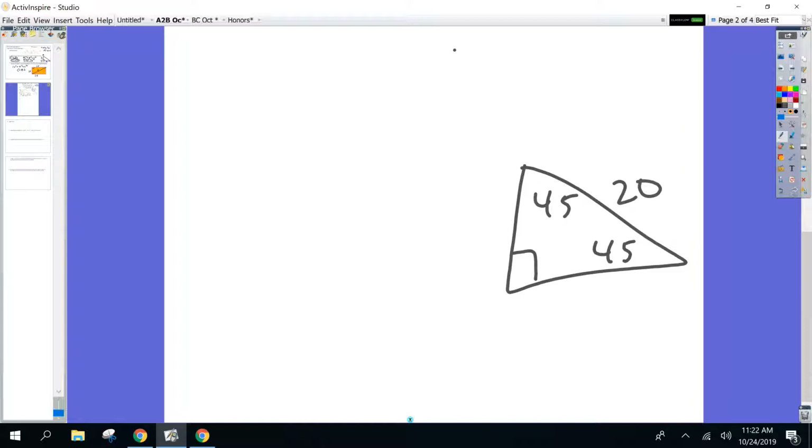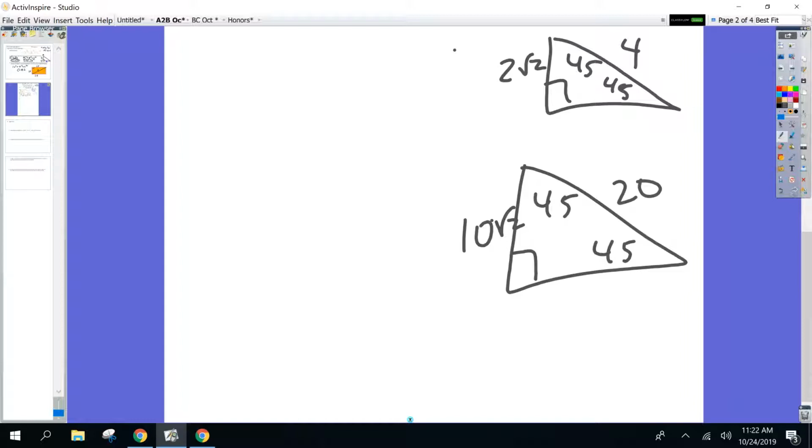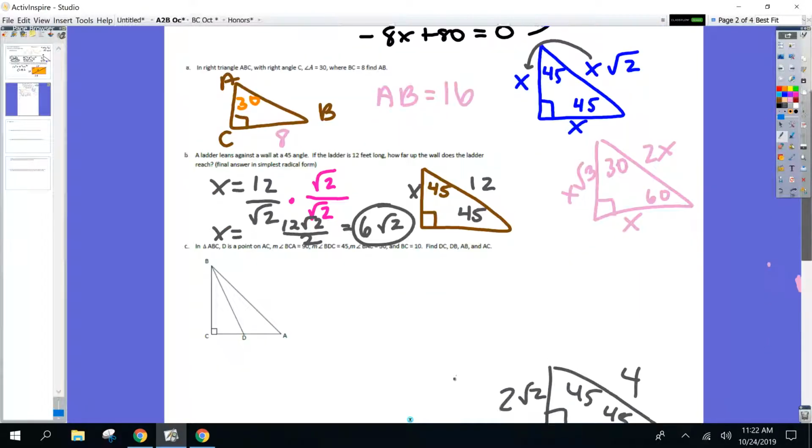Instead of going through all that again, what's each leg going to be? Okay, so I'll save you the aggravation. What's each leg going to be? 2 radical 2. Okay, 45, 45, 90. All good? Questions? All right. You guys are being patient with me today, which I appreciate, especially reviewing all this geometry stuff.